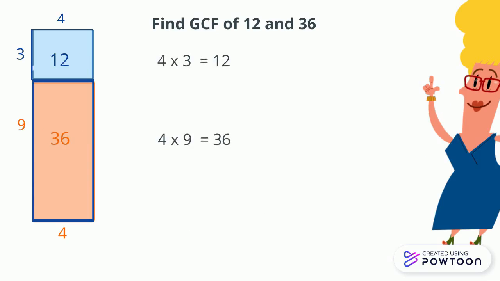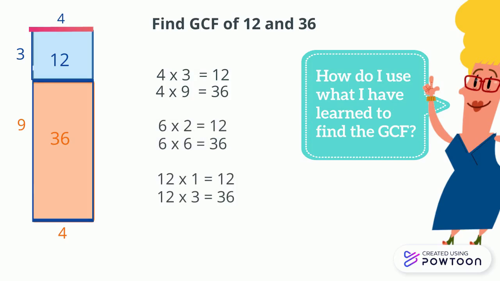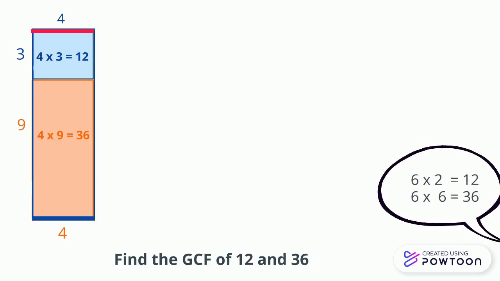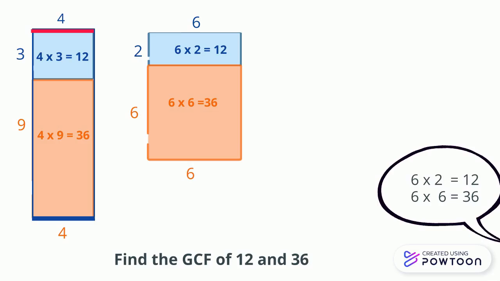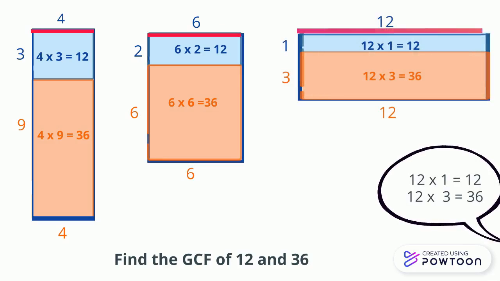So now that I know that the width represents the common factor, I'm going to look at the rectangles at 6 by 2 and 6 by 6 and 12 by 1 and 12 by 3. So next I modeled 6 times 2 and 6 times 6. Then the next one I did was 12 by 1 and 12 by 3.